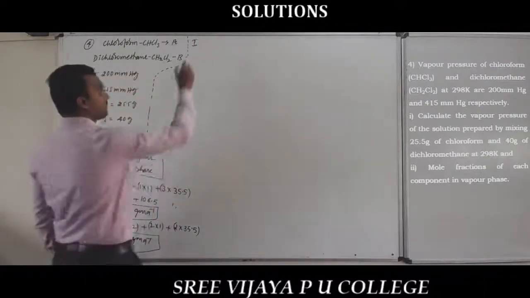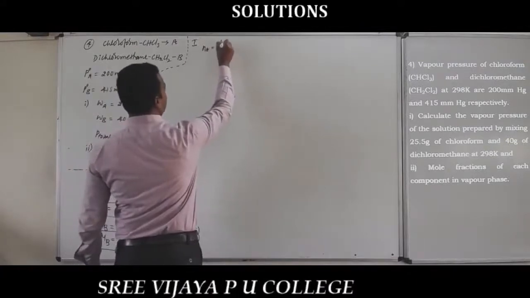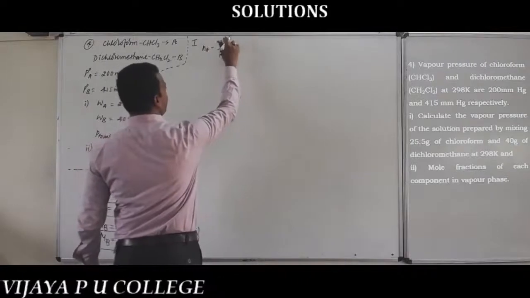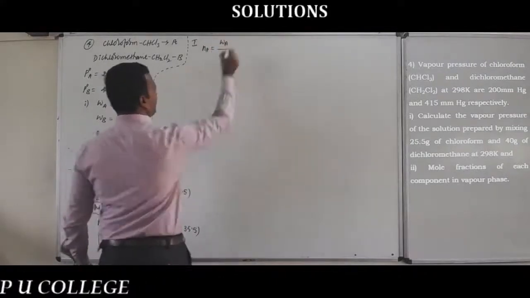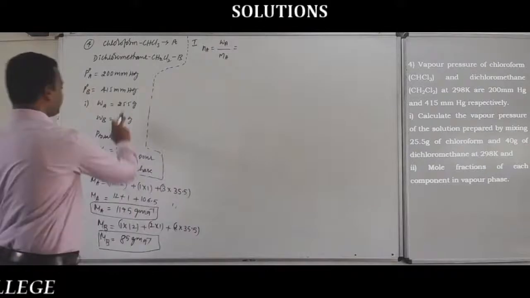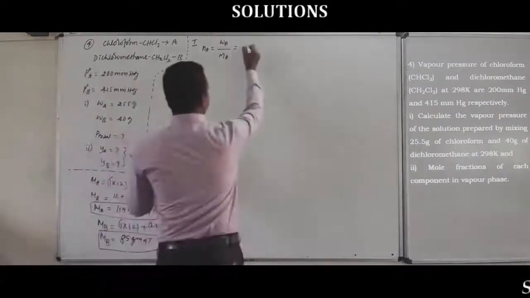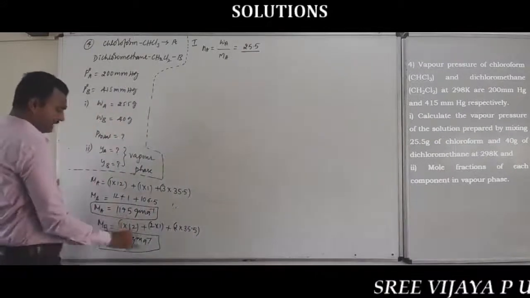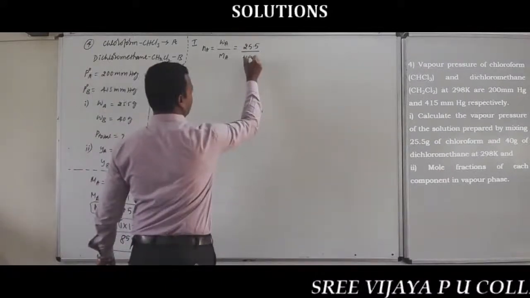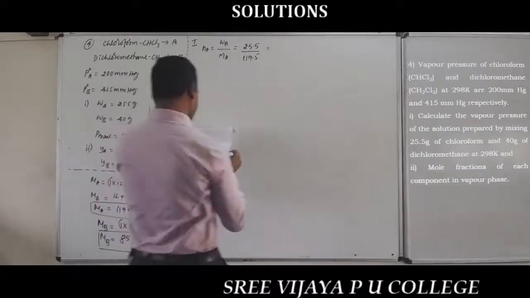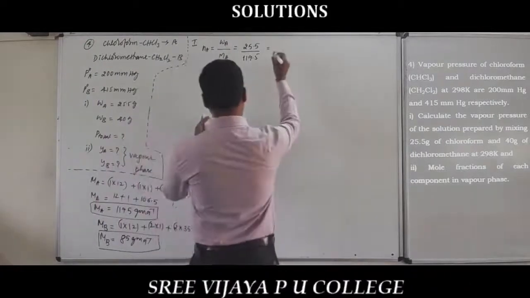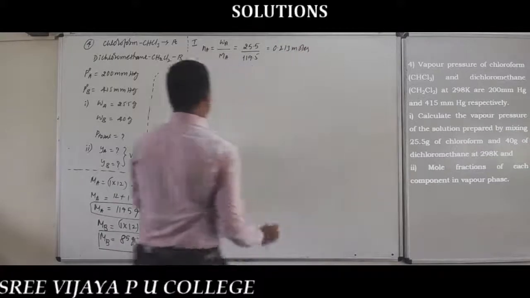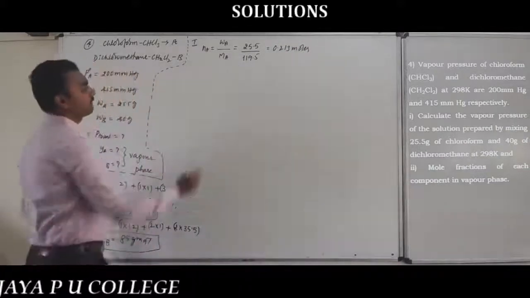Step 1: number of moles of component A is equal to the mass of component A divided by the molecular mass of component A. WA divided by MA. The mass of component A, chloroform, is given, that is 25.5, divided by the molecular mass of component A, 119.5. So calculate the number of moles, that is 0.213 moles, the number of moles of component A.